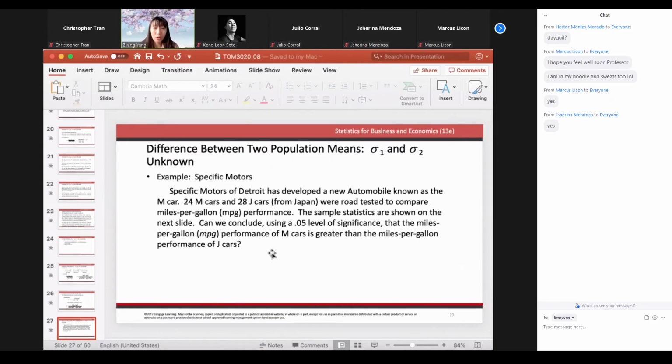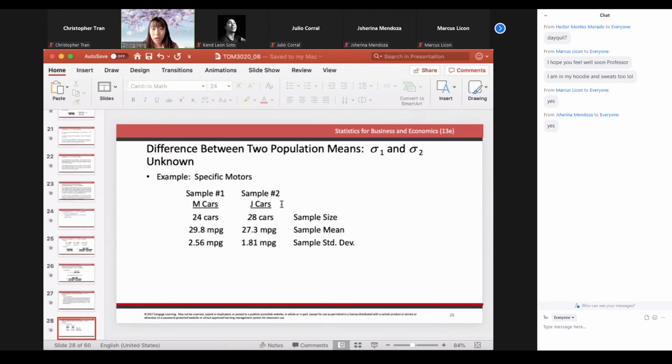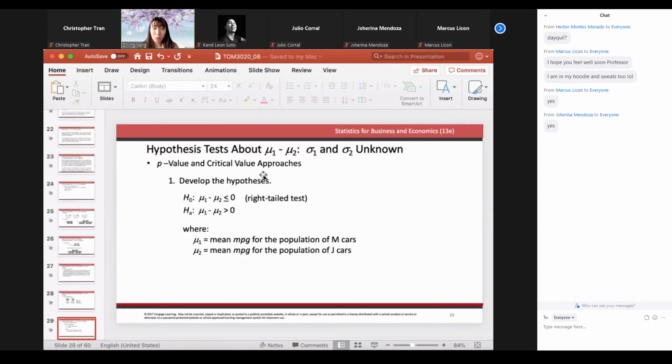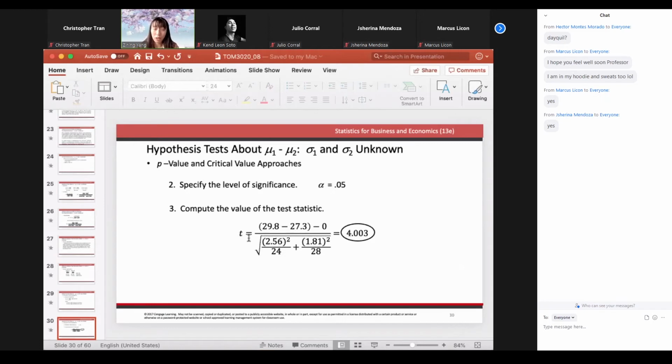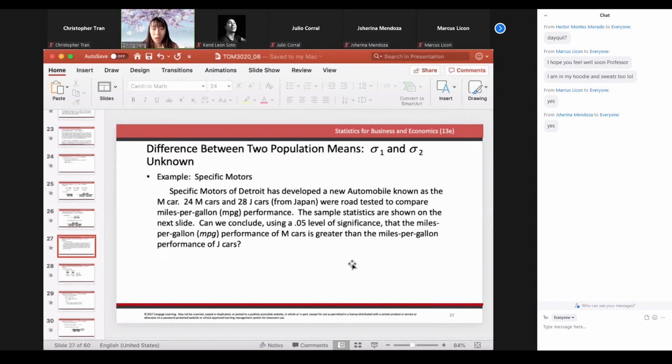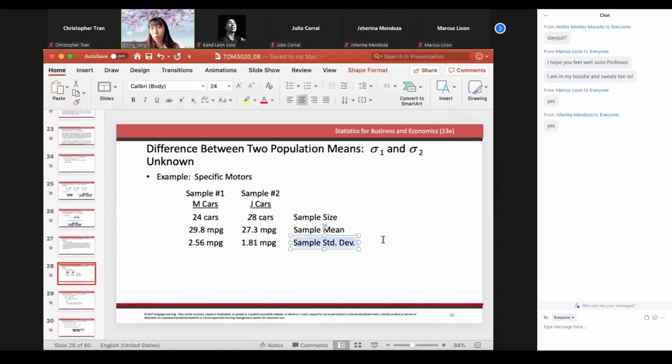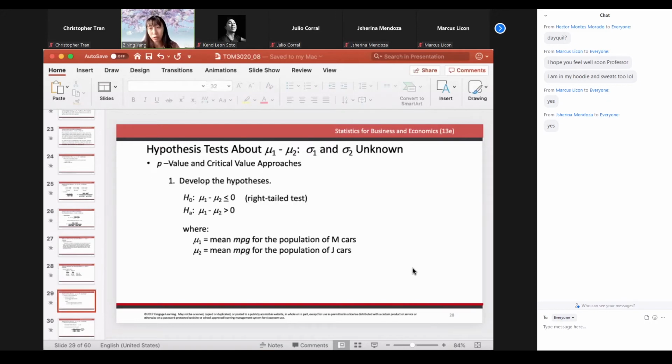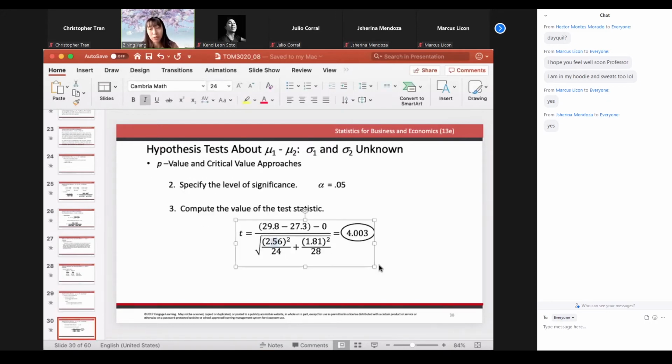Let's look at the example. If we want to compare miles per gallon between two groups of cars, M car and J car, we can have sample size, sample mean, sample standard deviation. And then once we formulate hypotheses and identify significance level, same as before, we calculate the test statistic in step 3, and just to make sure that you know it is T. How do you know it is T? When the question tells you it is a sample standard deviation, or simply when the question doesn't tell you population standard deviation, that's when you use the T formula, because you are using sample standard deviation.